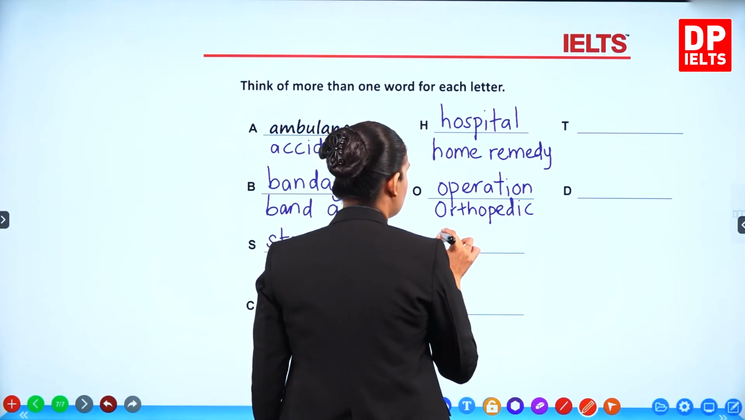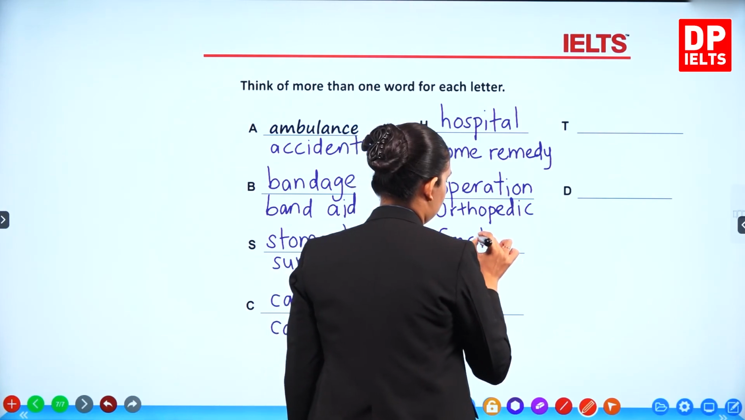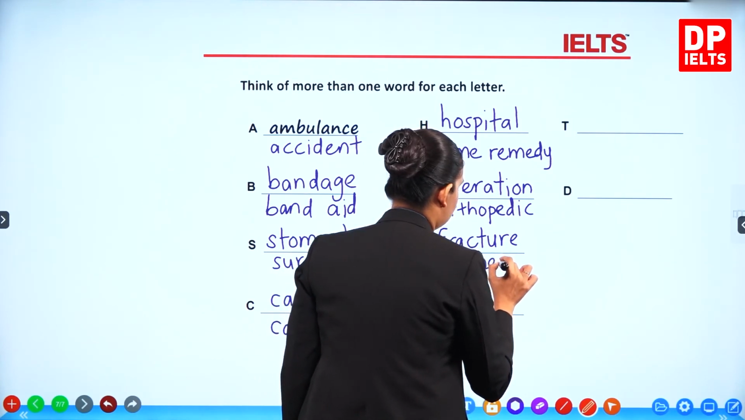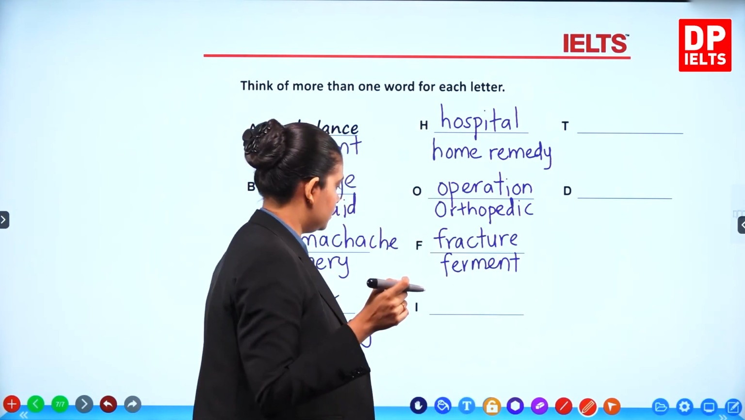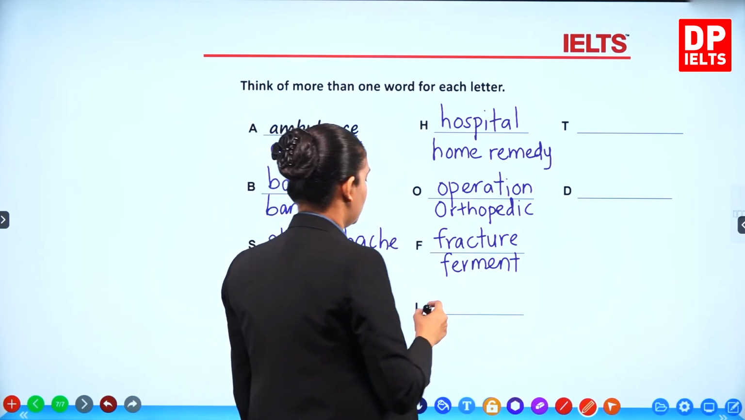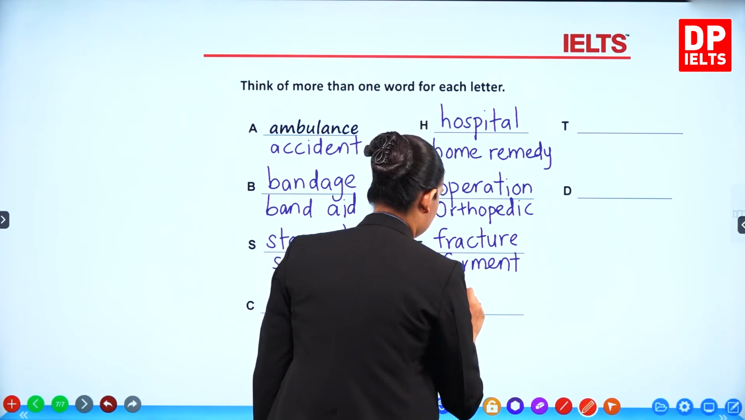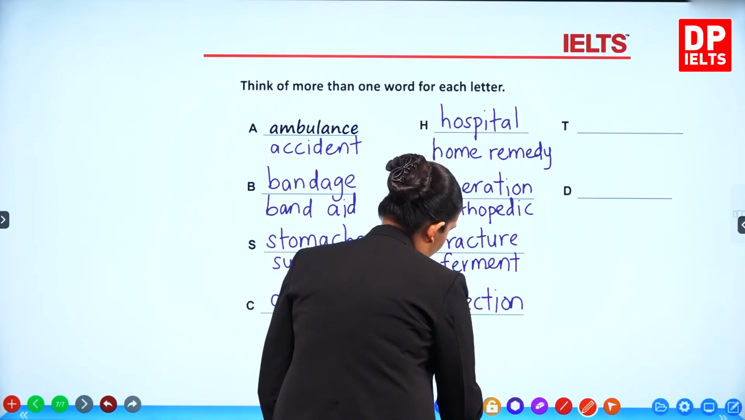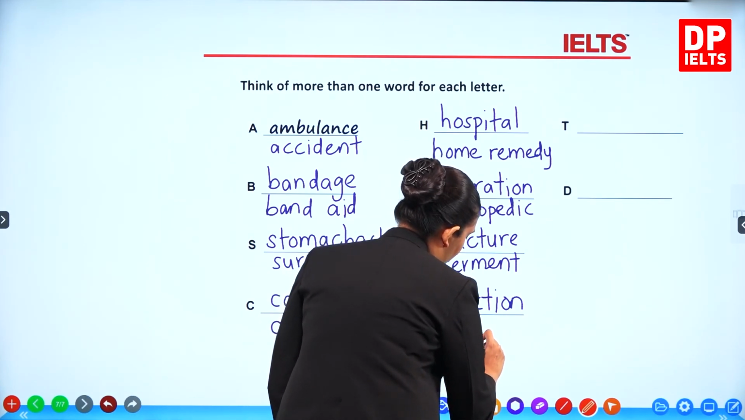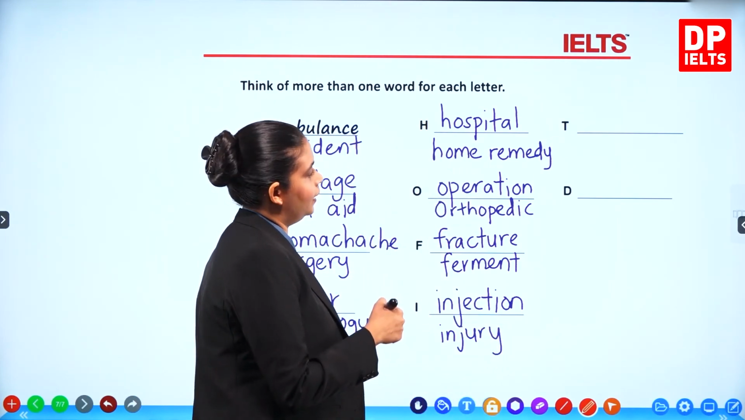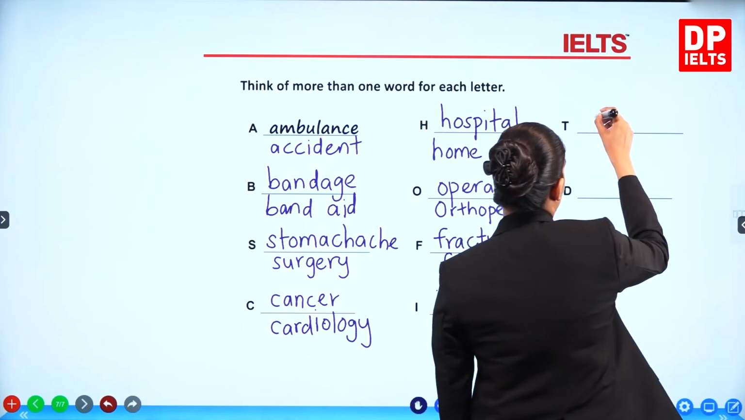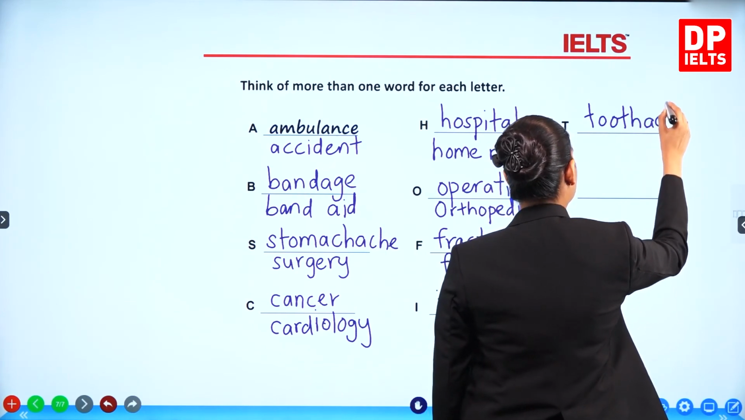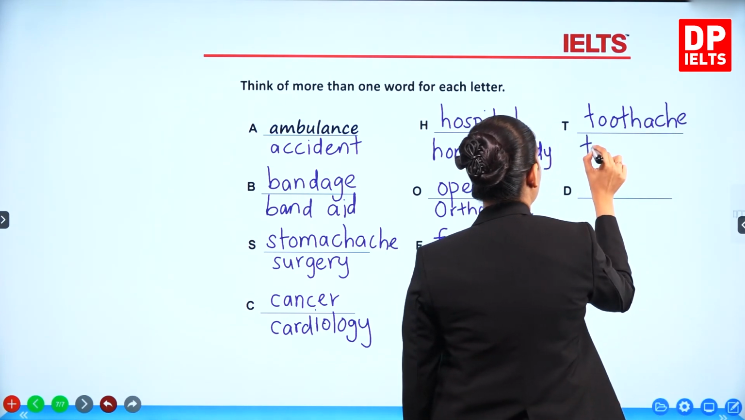F, fracture. Ferment. What do you mean by ferment? Ferment, okay? I, injection. So the next one, I, we can write injury. Injury, okay? Next one here, T, you can write toothache. You can write temperature.